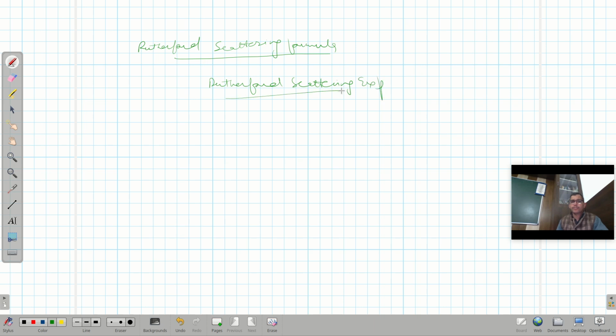It is a very important experiment, and it leads to the idea of the nuclear model of the atom. This experiment was performed in 1911 by Lord Rutherford.